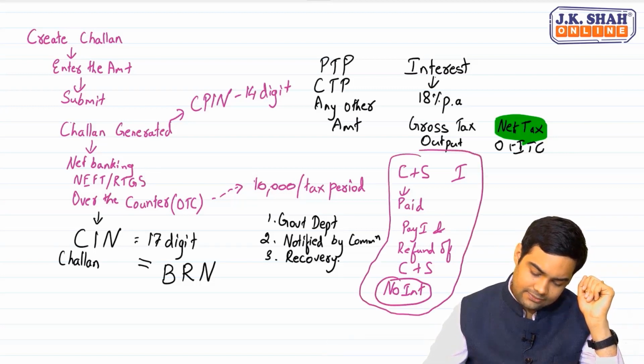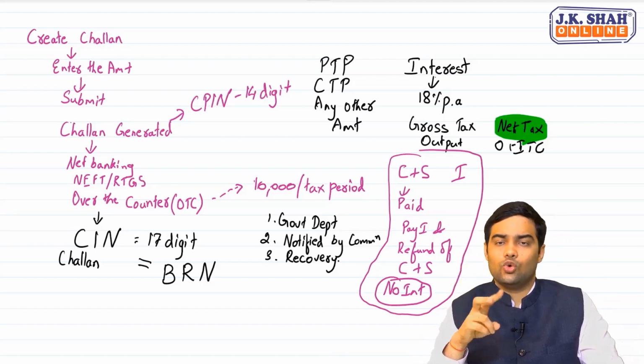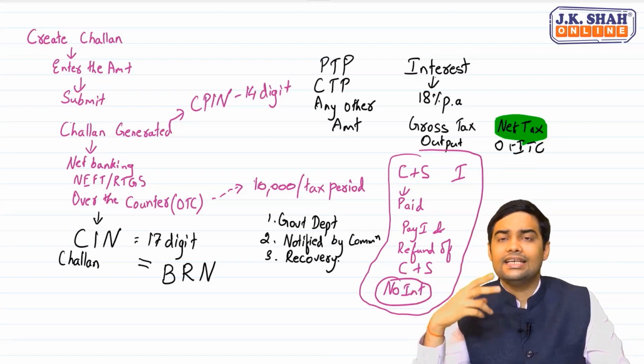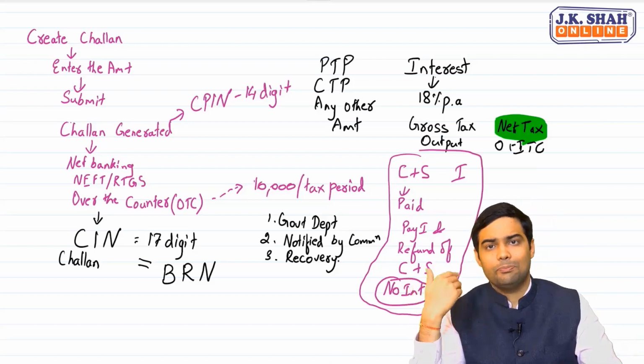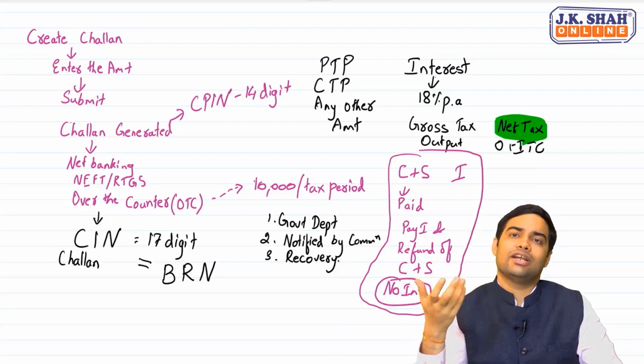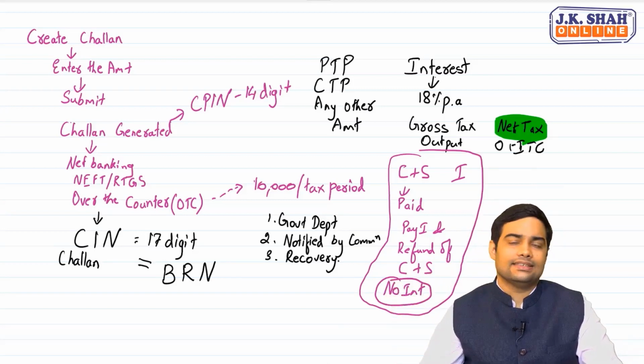Clear with this? So remember one thing, vice versa is also true. Like if I have paid I instead of C plus S, then what should I do? I should pay C plus S and claim a refund of I. Will interest be applicable? The answer is no, interest would not be applicable in such cases.